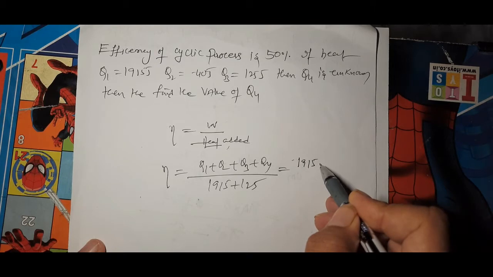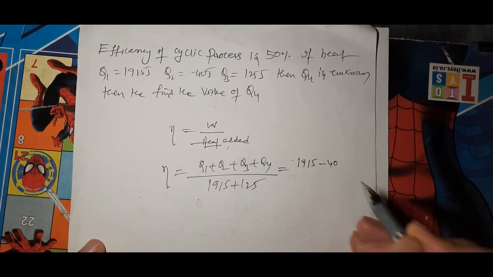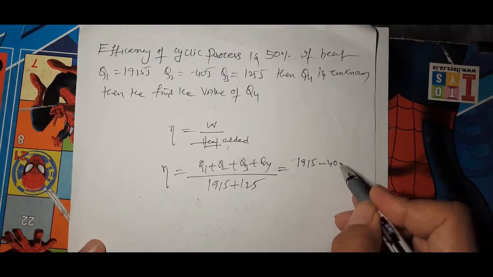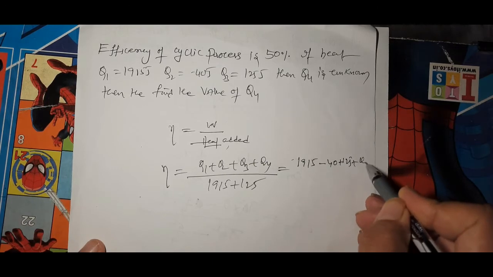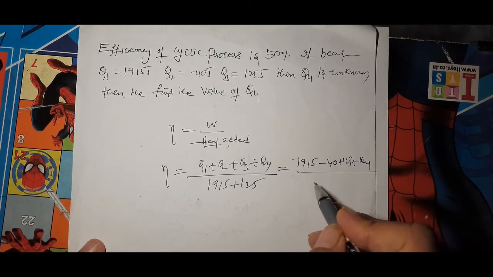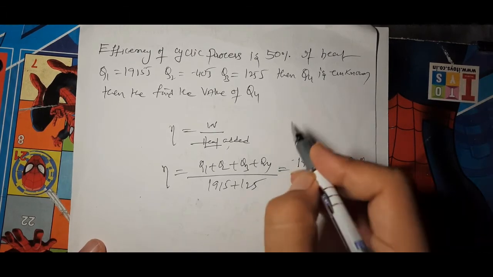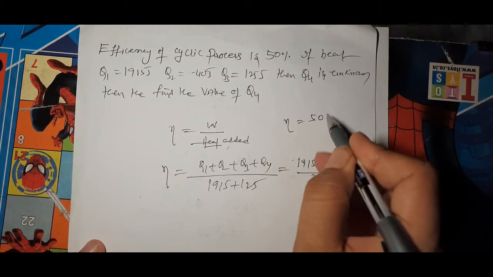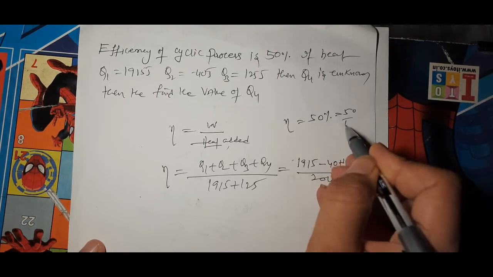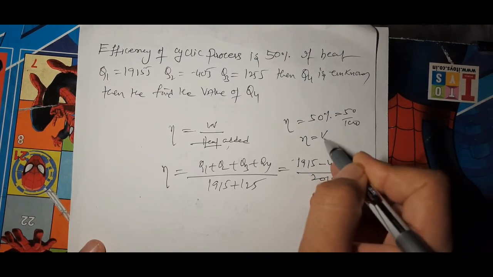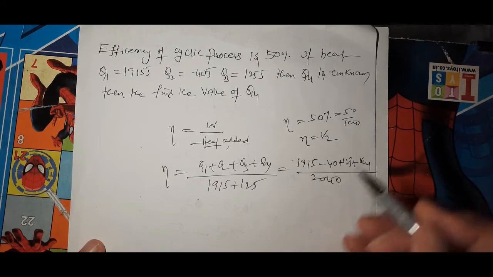Q1 plus Q2 plus Q3 plus Q4 is equal to 1915 plus Q2, minus 40, plus 125 plus Q4, divided by 2040. Here efficiency is 50%. That is equal to 50 by 100. Eta is equal to 1 by 2.